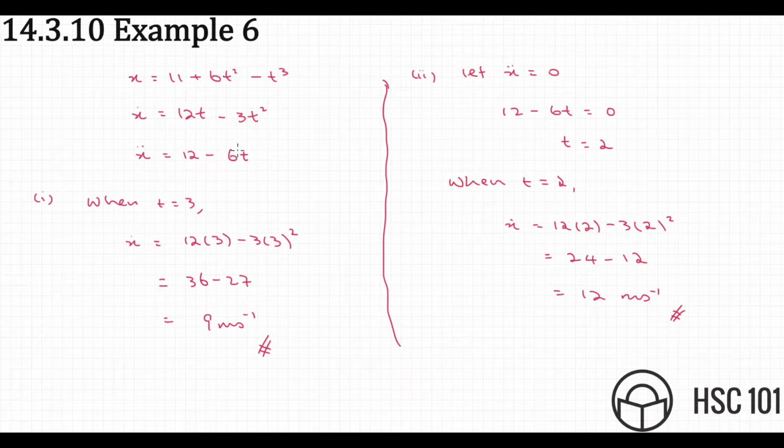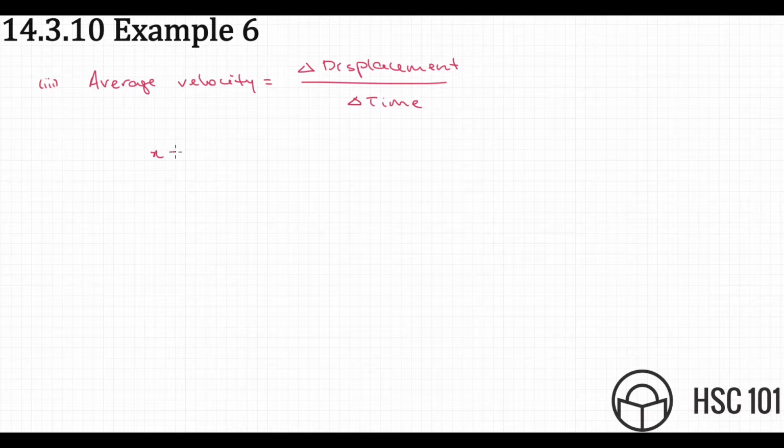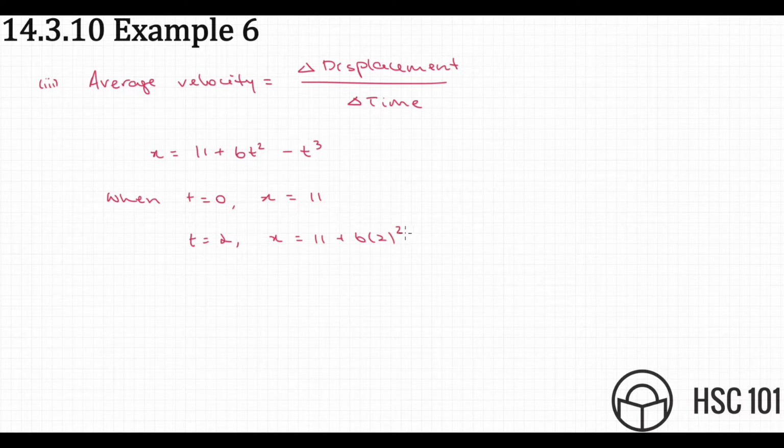So in order to find the average velocity, let's look at the displacement time function. The displacement time function is given by x equals 11 plus 6t squared minus t cubed. And we can clearly see that when t equals 0, x equals 11, because all the t's become zeros. And then when t equals 2, our x value is 11 plus 6 times 2 squared minus 2 cubed. So that's going to give us, if we just type everything into the calculator, an x value of 27.